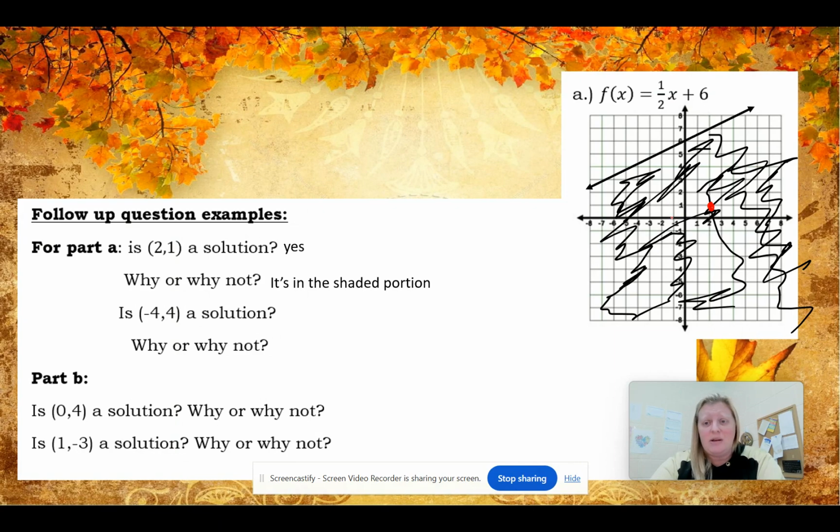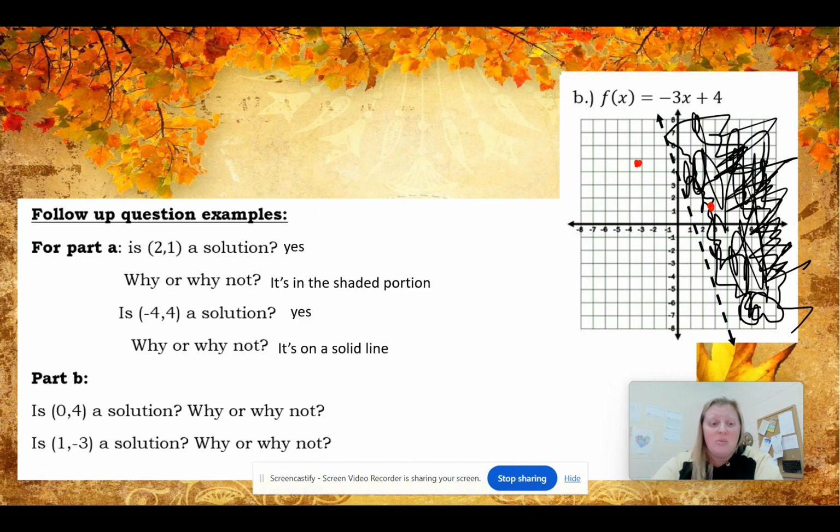Now if I ask you about (-4, 4), that is right here. Now that's actually on the line itself. So some kids say, no, it's not a solution because it's not in the shaded region. Other kids say, yes, it is a solution. The kids that would say yes would be correct. It is a solution, and the reason why is it's on the solid line. It is touching the shaded region, but the line is solid. So then we are going to count it.